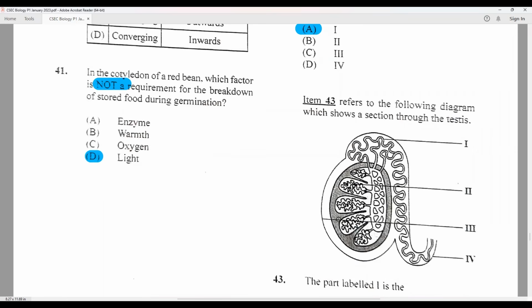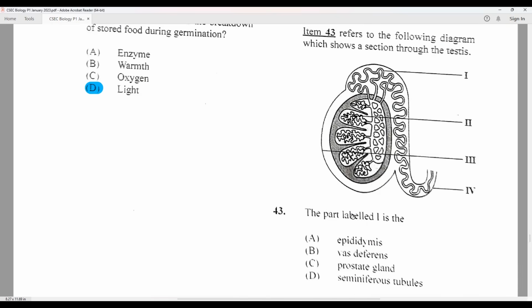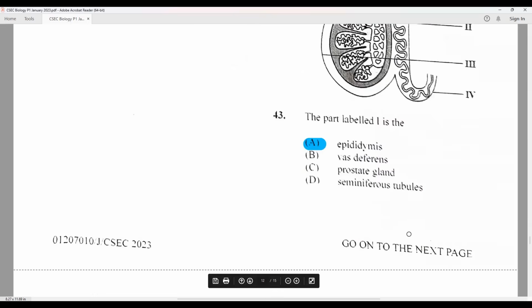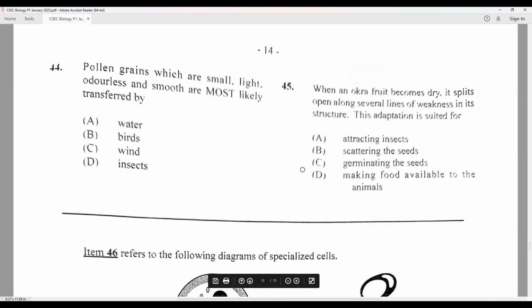43 refers to the following diagram, which shows a section through the testis. The labeled part 1 is what? Look at it here. You're asking, what is that labeled part? And you know that as the epididymis. Pollen grains, which are small, light, colorless, and smooth, are most likely transferred by wind. Because they're talking about the pollen grains, right? But wind is a wonderful idea.